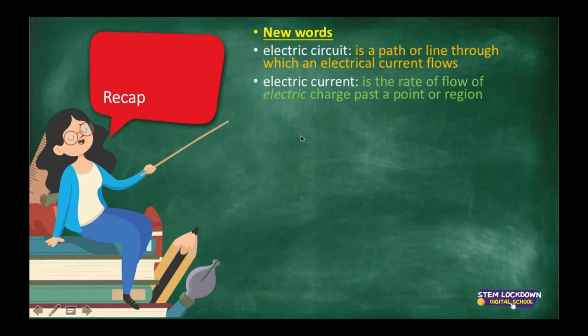The next word that we got is electric current. An electric current is the rate of flow of electric charge past a point or a region. If we've got a circuit running, all of the flow that's happening through the current is just an electric charge.